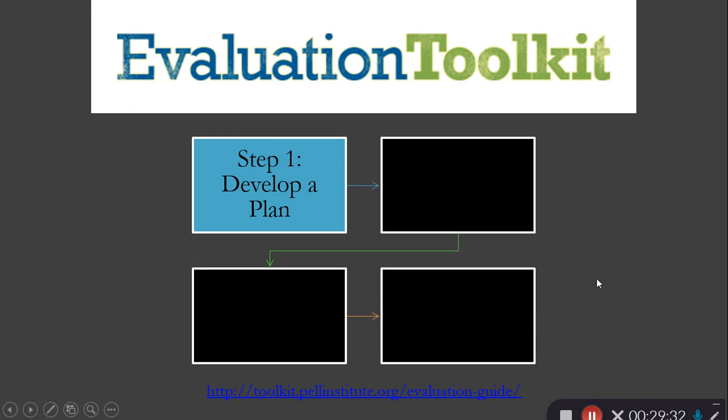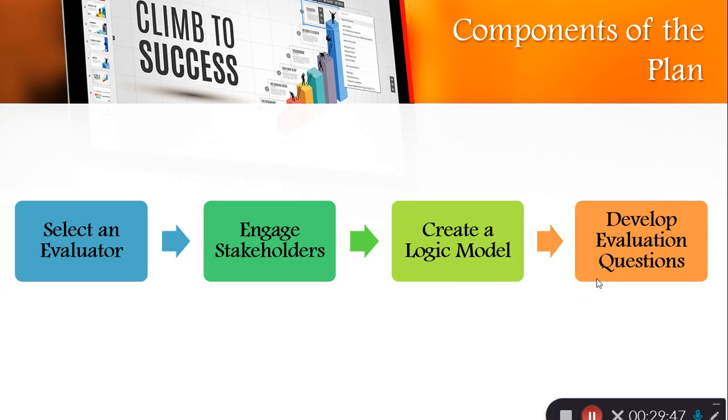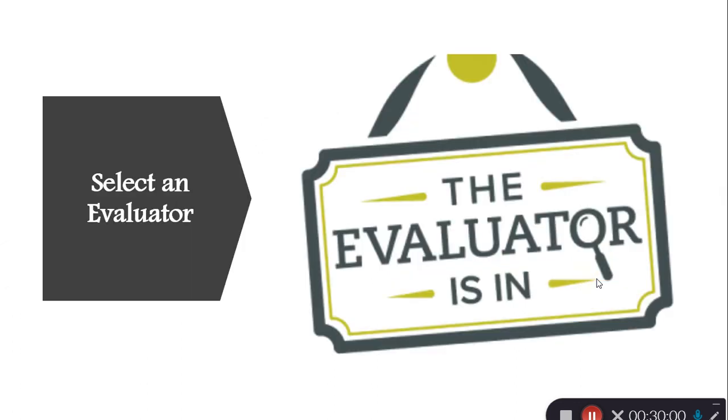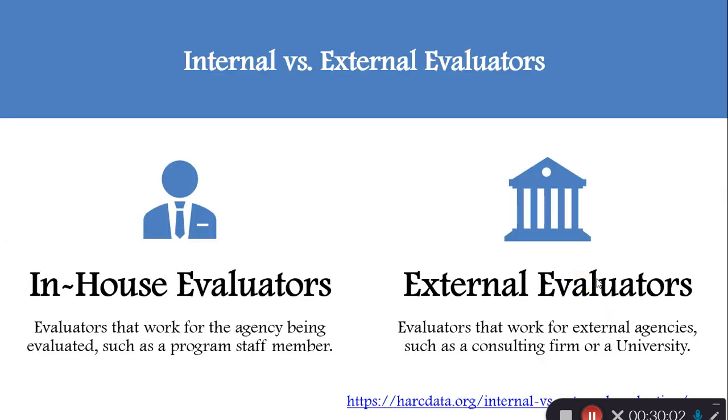As I showed on the last slide, the toolkit goes through 4 steps in the evaluation process, but the only one that I will go through in this lecture is step 1, which is related to developing an evaluation plan. The components of the plan involve selecting an evaluator, engaging stakeholders, creating a logic model, and finally developing evaluation questions. In terms of selecting an evaluator, one of the first things you want to think about is whether it will be an internal versus external evaluator.